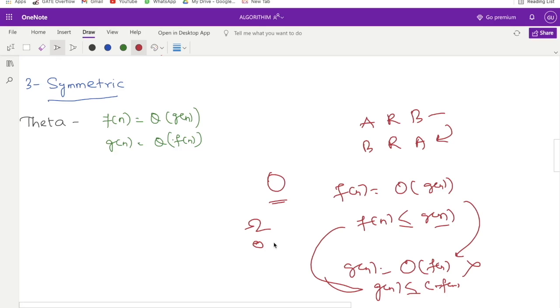So all those four are not compatible with the symmetric property, but only theta will be compatible, because if I can write f of n equals theta of g of n, then I can derive from this g of n equals theta of f of n, because they are both asymptotically equal. Only theta will follow the symmetric property, the other two will not follow the symmetric property.